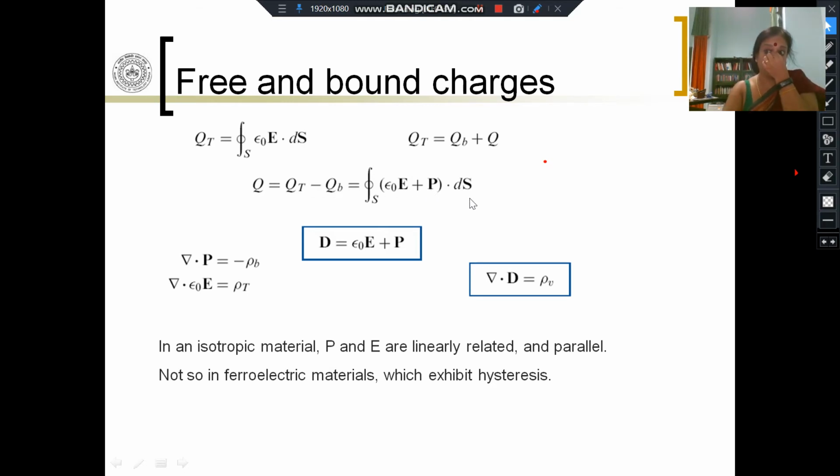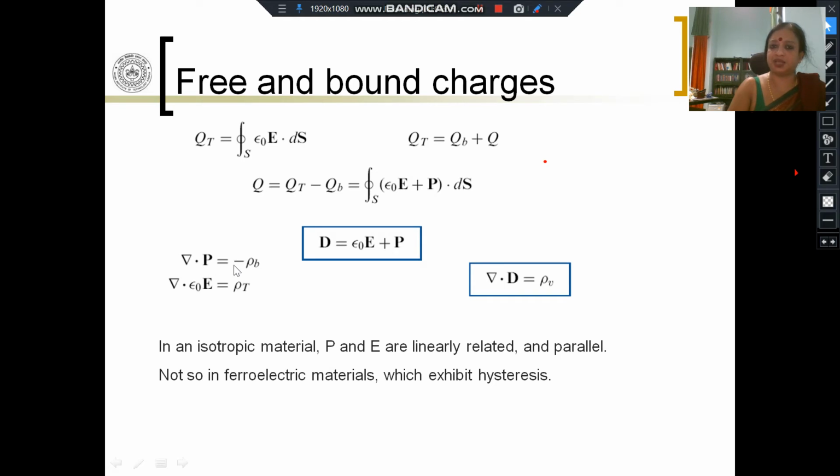So therefore, now Q will be related to the surface integral of this entire quantity, epsilon naught E plus P, dot dS. So instead of having D dot dS, you have epsilon naught E plus P, which means in this scenario, your flux density D must be equal to epsilon naught E plus P. So now you have epsilon naught E, one component of D, plus an additional component of D, which comes from the polarization vector.